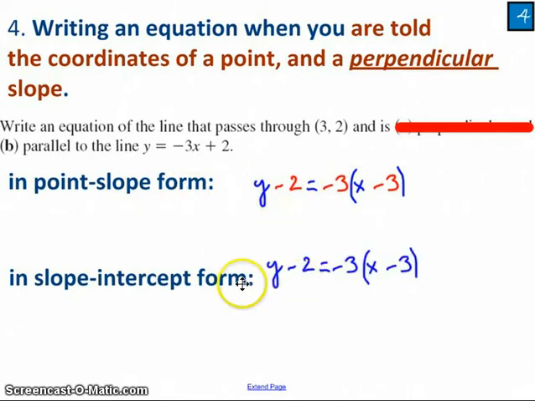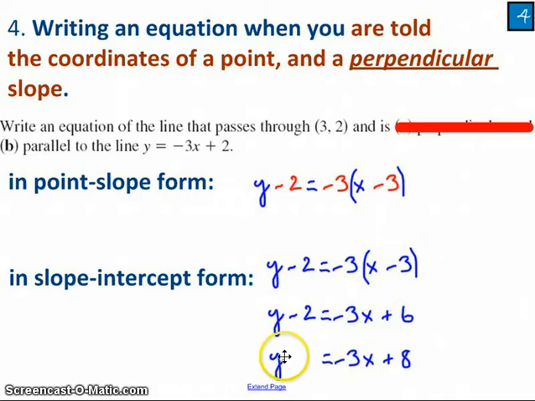Doing this in slope-intercept form, again, I'm going to have to distribute that -3 across. So I'm going to end up with -3x plus 6 down here. And my final answer is going to be this one. This is my equation if I ask you to give it to me in slope-intercept form. Here it is up here in point-slope form.